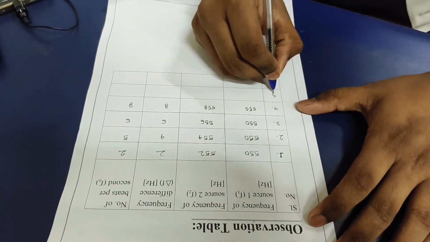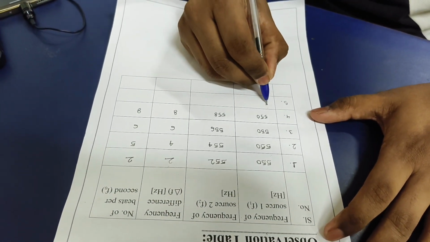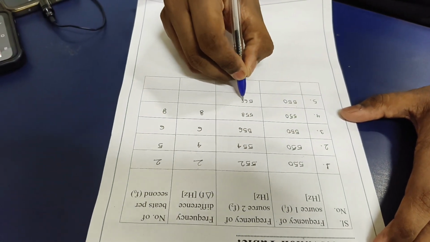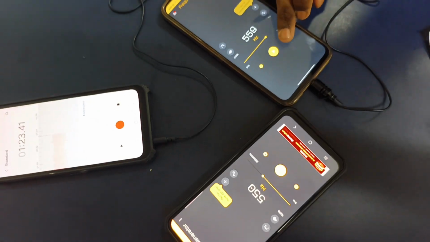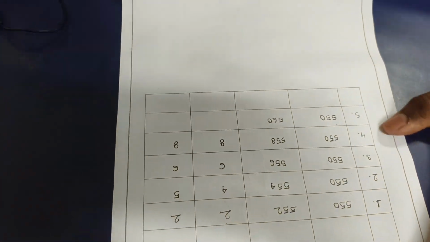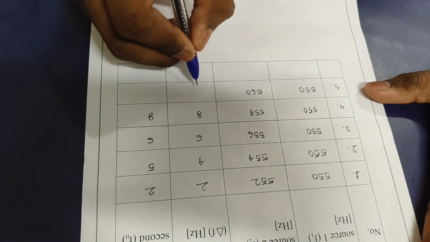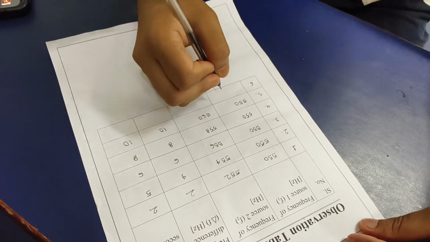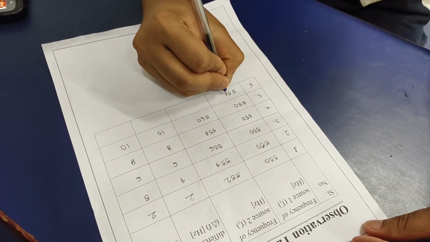For the fifth reading, we take the frequency of source 1 as 550 and the frequency of source 2 we will increase to 560. So here we increase it by 2. Here we see that the frequency difference is 10 and the number of beats per second is also 10.